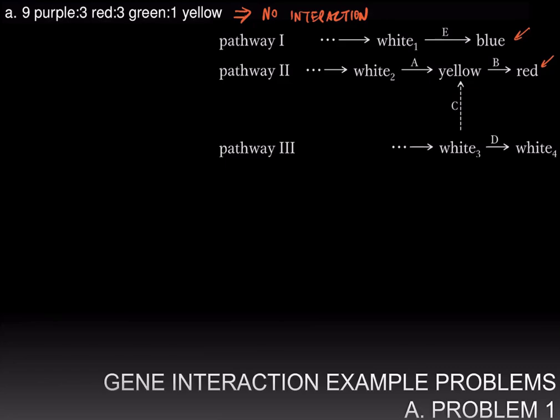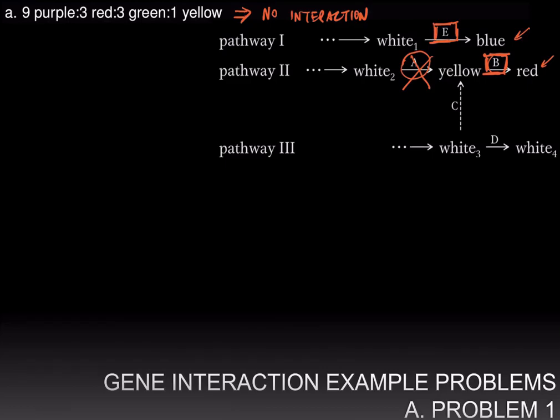Now, the second pathway has two genes. Is it A, which is mutant here, or is it B, which is mutant here? If you had a mutant for A, then you would be stuck at the white intermediate, and you would not be able to get yellow. And therefore, our two mutants must be E from the first pathway and B from the second pathway.